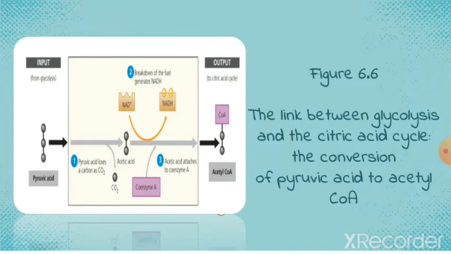As you can see in figure 6.6, it is the link between glycolysis and the citric acid cycle, in which the pyruvic acid is converted to acetyl CoA. Remember that one molecule of glucose is split into 2 molecules of pyruvic acid. Therefore, the process shown here occurs twice for each starting glucose molecule.